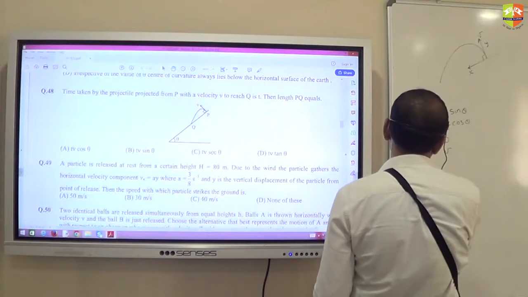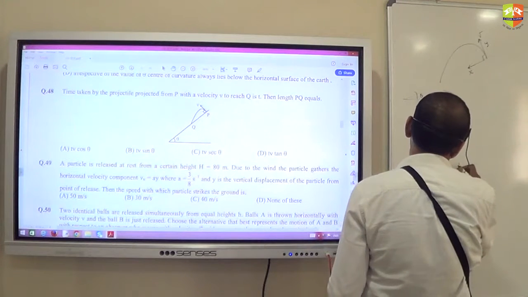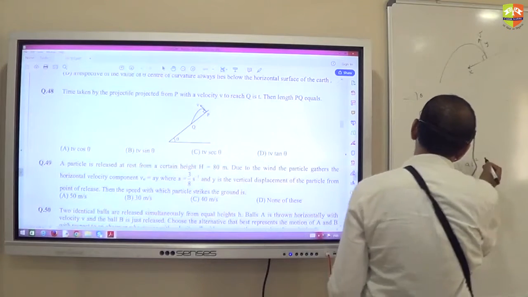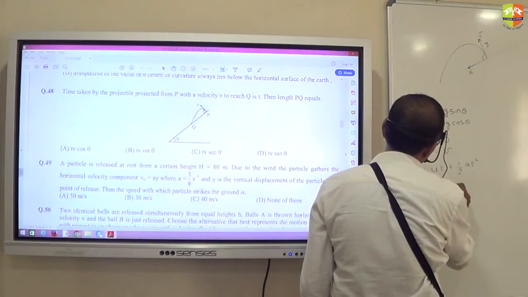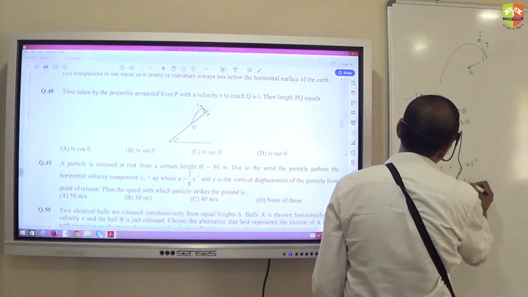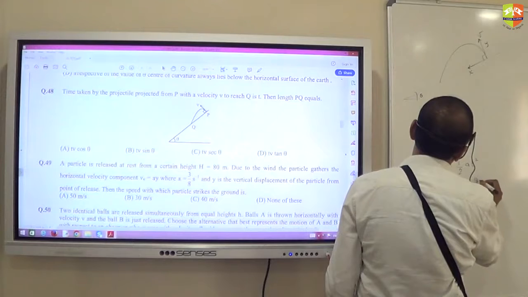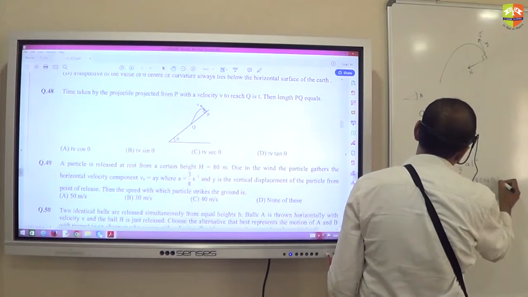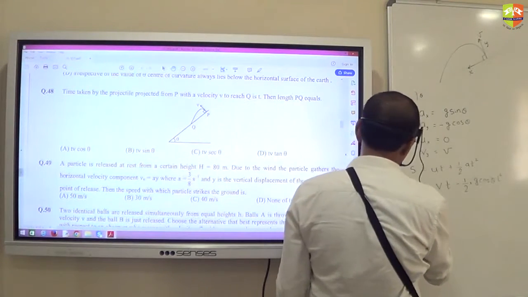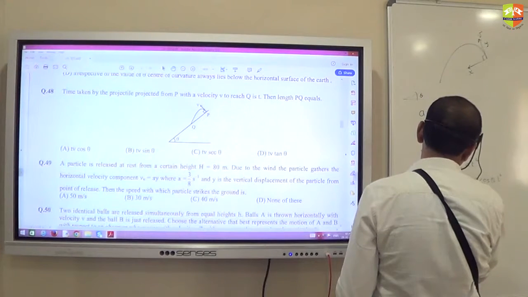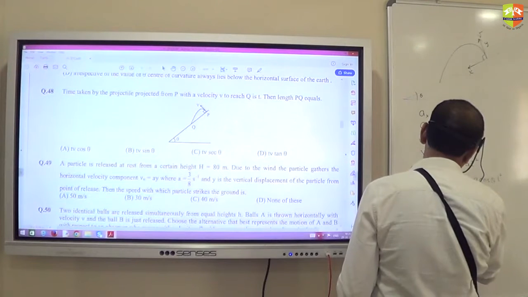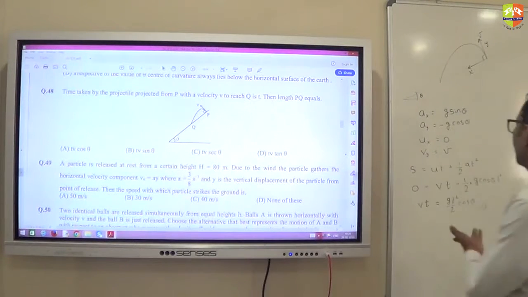So if t is given, I can use s equals ut plus half at square along the y-axis. Along the y-axis displacement is 0. So this is vt minus half times acceleration, which is g cos theta, into t square. So basically I am getting v t equal to g t square by 2 cos theta. So this is one of the equations I am getting here.